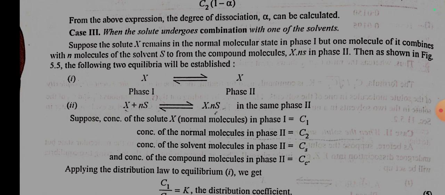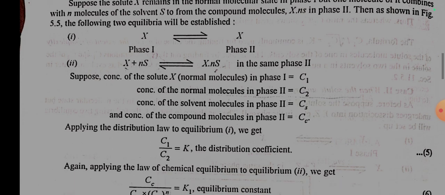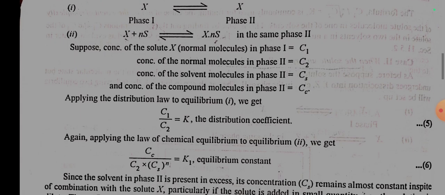Case 3. When the solute undergoes a combination with one of the solvents. Suppose the solute X remains in the normal molecular state in phase 1, but one molecule of it combines with n molecules of the solvent S to form the compound molecules XSn in phase 2. Then, as shown in figure 5.5, the following two equilibria will be established. 1. X in phase 1 is in equilibrium with X in phase 2. 2. X plus nS is in equilibrium with XSn in the same phase 2.